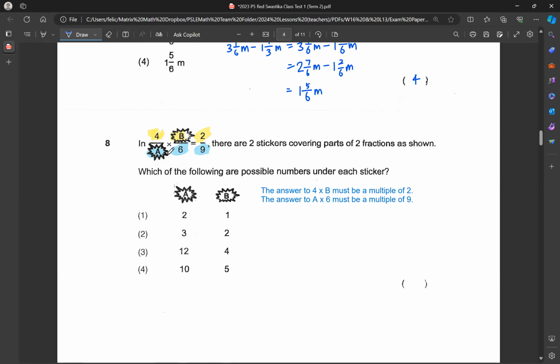Actually, if you want to test, sorry, A is the bottom one. So sorry, A times 6 should be a multiple of 9. Okay, my mistake. So A is the bottom. I didn't realize that. Okay, so let's test out A first.